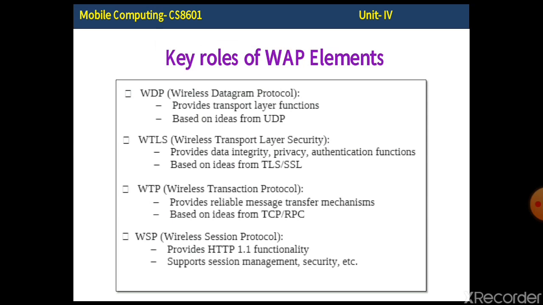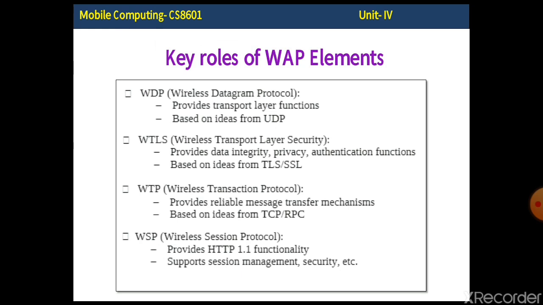Now we can discuss the key roles of the wireless application protocol elements. WDP, that is the wireless datagram protocol, is basically for transport layer related functions. And it follows the principle of UDP. UDP, we know very well, is not reliable. In such a way, the WTP also will play the main role.